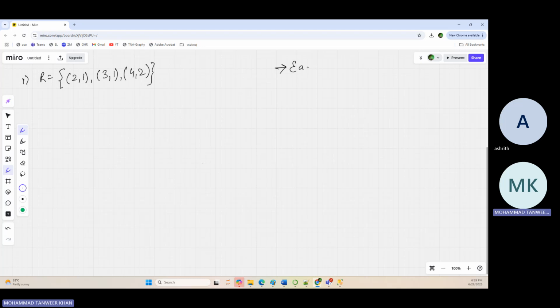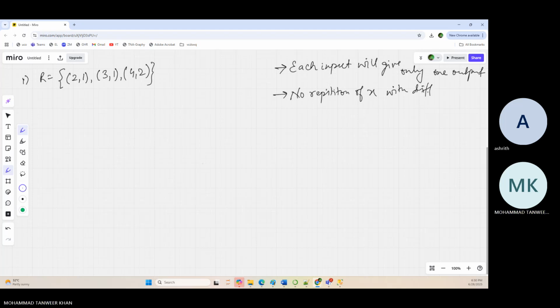Point number one: each input will give only one output. It means if you're giving one input, you should get one output. Understood? Second point: no repetition of x with different y values. Sir, like input and output can't be the same number?